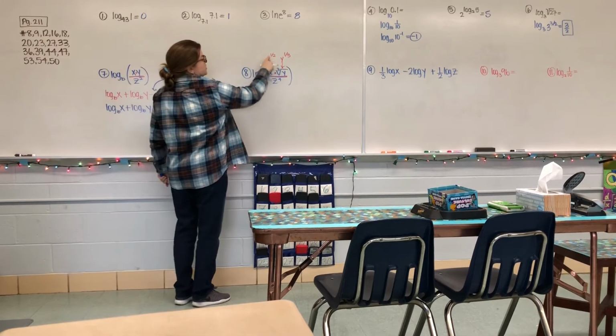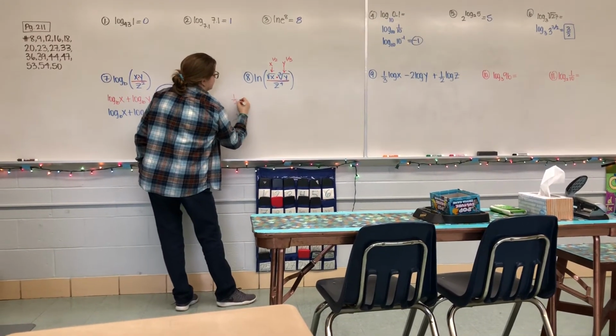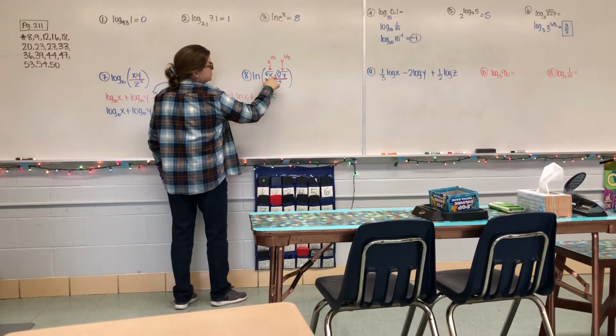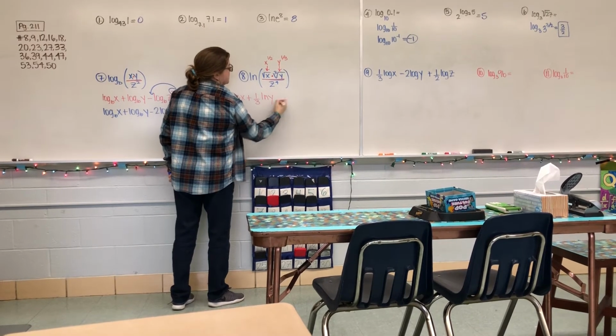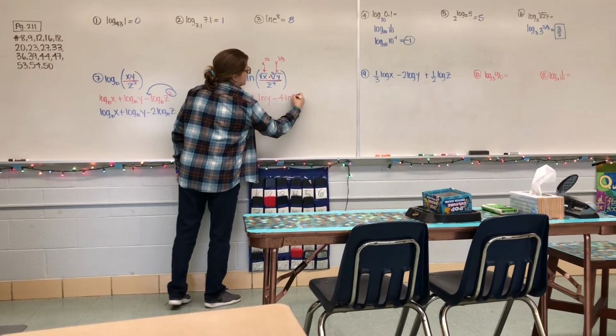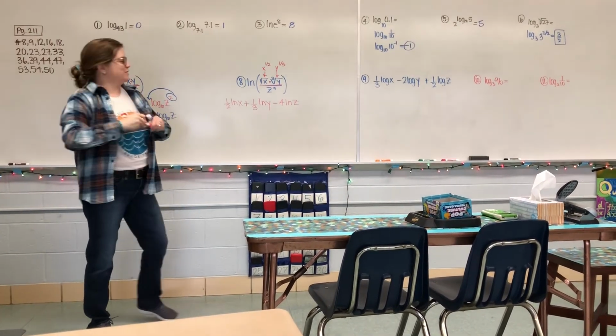So these exponents are going to get dropped down in front. So it's going to be 1/2 natural log of x plus, because it's getting multiplied, 1/3 natural log of y minus 4 times the natural log of z. Okay? A couple more, bear with me.